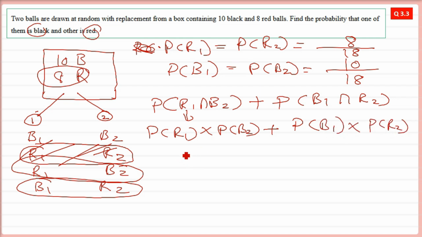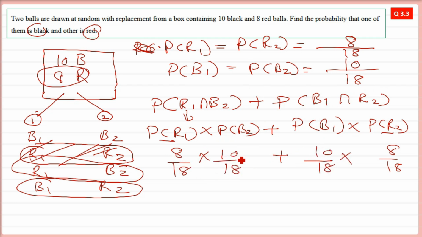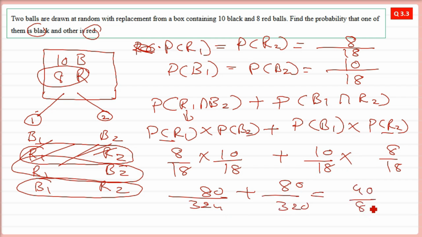What is P(R1)? It's 8 by 18. These probabilities, P(R1) and P(R2), as I suggested, remain the same. So 8 by 18, 8 by 18. P(B1) and P(B2) also remain the same, so 10 by 18 and 10 by 18. So when you compute this, it is just twice 8 by 18 multiplied by 10 by 18, which gives you 80 by 324 two times. This gives you 40 by 81.